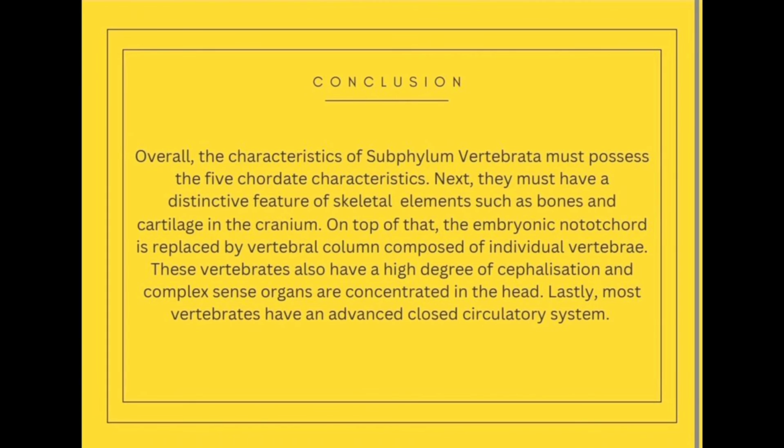Overall, the characteristics of subphylum Vertebrata: they must possess the 5 chordate characteristics. Next, they must have a distinctive feature of skeletal elements such as bones and cartilage in the cranium. On top of that, the embryonic notochord is replaced by a vertebral column composed of individual vertebrae. These vertebrates also have a high degree of cephalization, and complex sense organs are concentrated in the head. Lastly, most vertebrates have an advanced closed circulatory system.